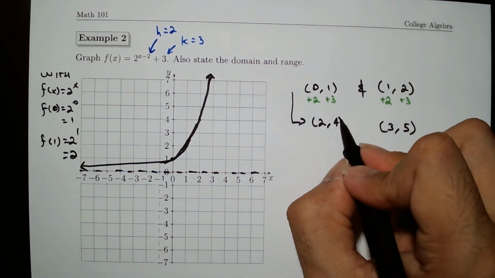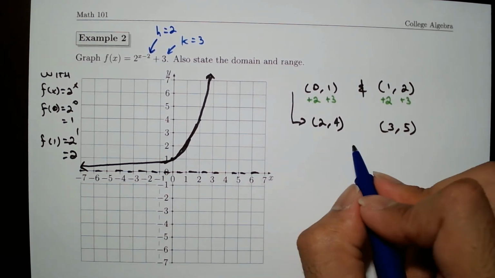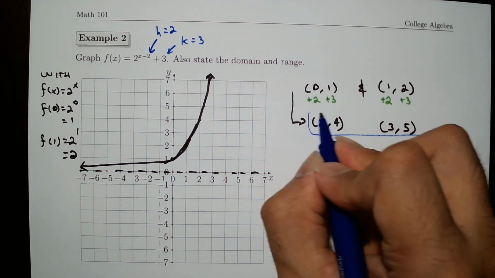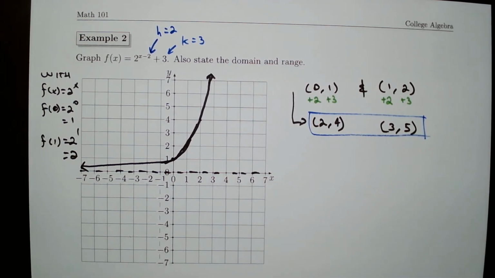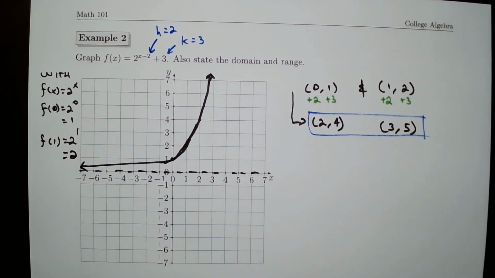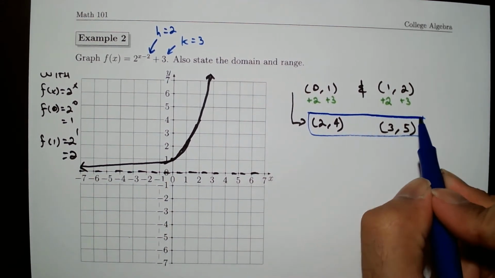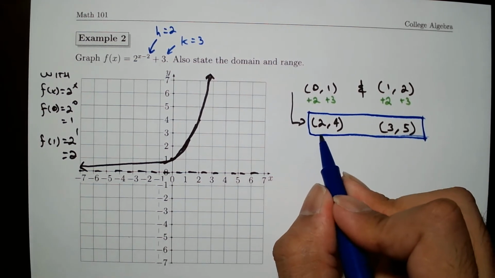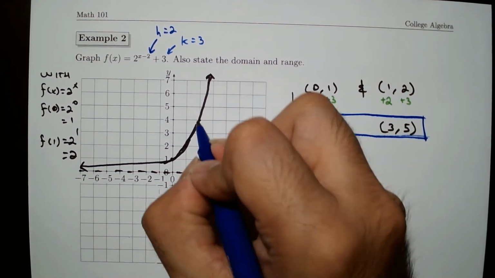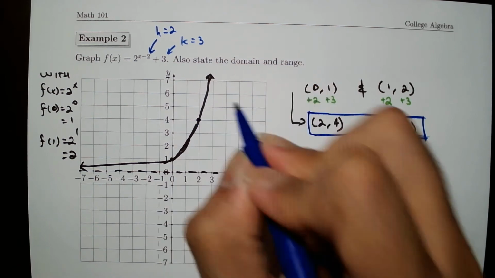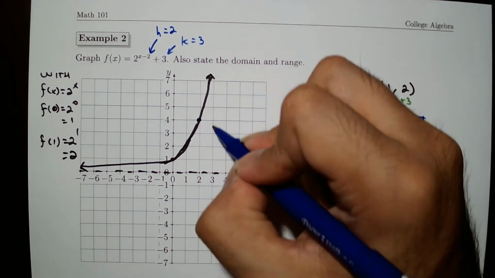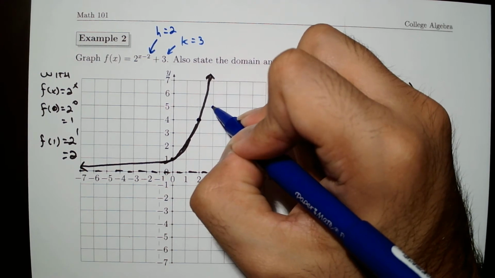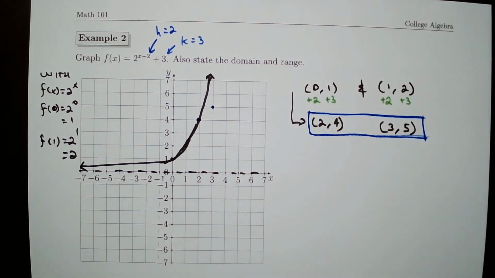So those are the two points that we are going to graph for the new function. That should have been in blue, by the way. Okay, this blue is dying on me. Let me get another blue. Here it is. All right, so the point 2, comma 4 and 3, comma 5. Okay, so those are the points that get shifted.